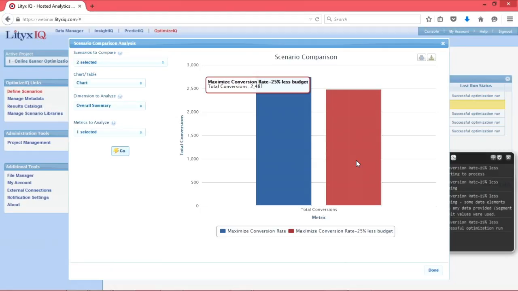And so this is the kind of trade-off information I'd take back to my boss and say, 25% less budget, we can do that. You can expect to get 250 fewer conversions, but get a higher conversion rate out of it. Okay, so that's where the decision has to be made.